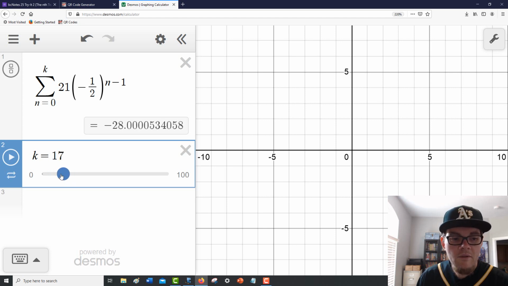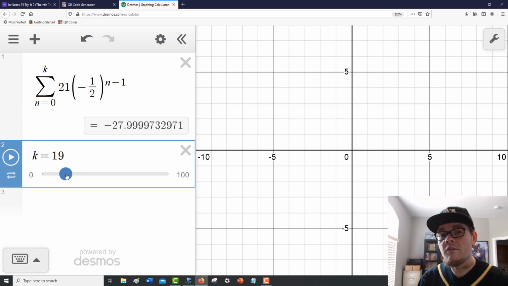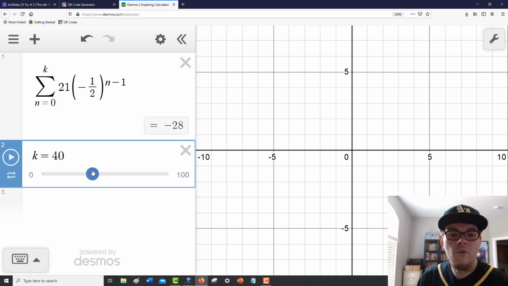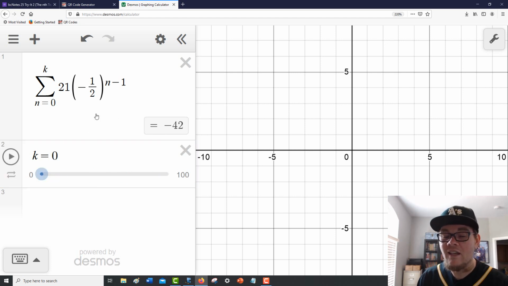Now, interestingly enough, it might have looked a little dubious at the beginning, because notice how it's going negative 27, negative 28, negative 27, negative 28. But that's because this is what's called an alternating series. Because the ratio is negative, it keeps changing the sign. So we get these values that are oscillating back and forth around the value we're converging towards. But once we get here, you're starting to notice negative 28.000000522. Look at that. Once we reach 39 terms, Desmos can't even tell the difference between its sum and negative 28.